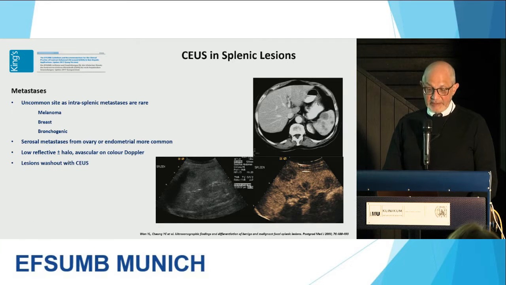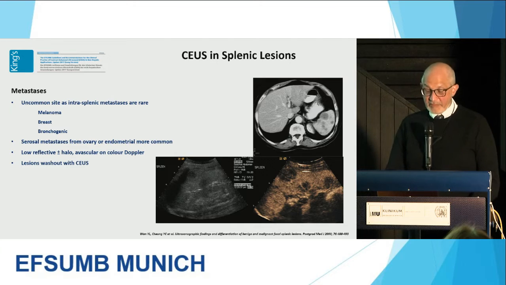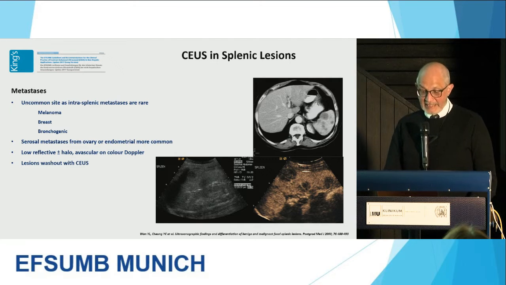Metastases are uncommon, as intrasplenic metastases are quite rare, and usually this is from a melanoma, from the breast, or is bronchogenic. You're more likely to see serosal metastases arising from the ovary or endometrial cancer rather than intrasplenic lesions. But these look very much like metastases elsewhere.